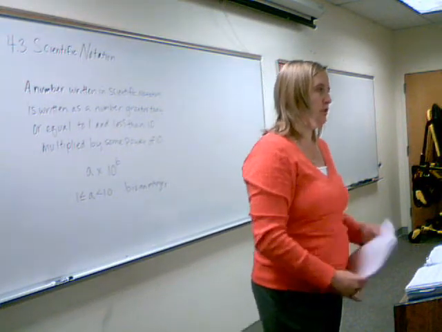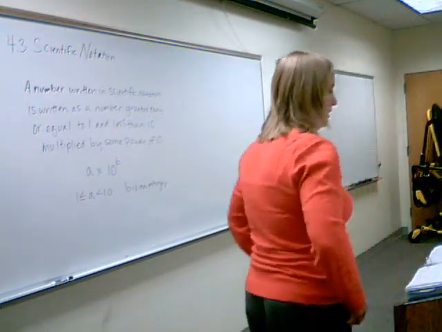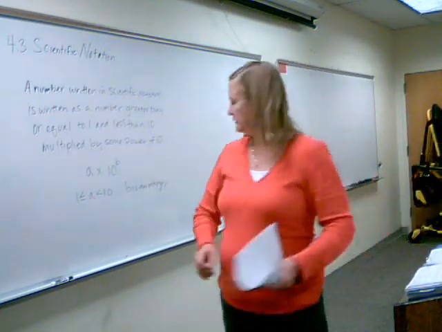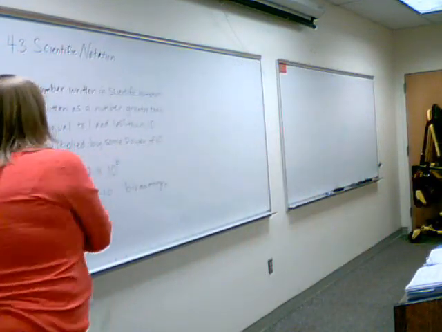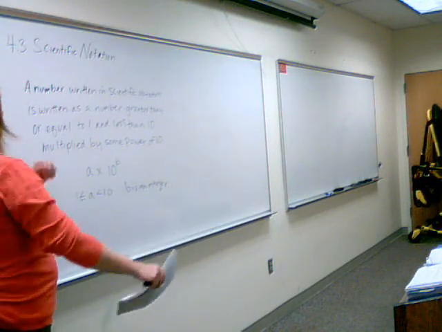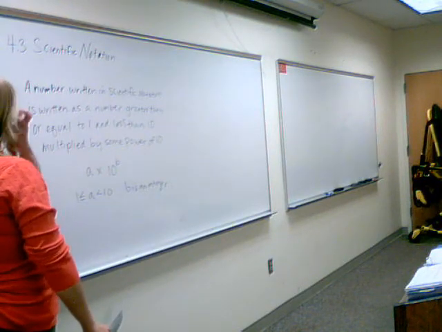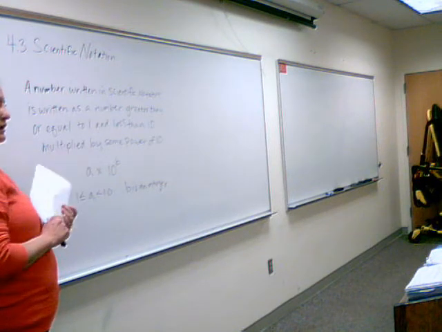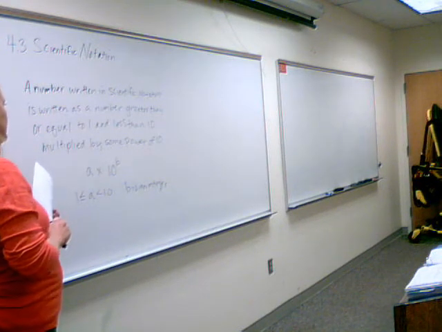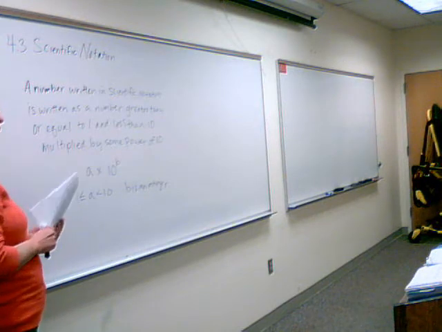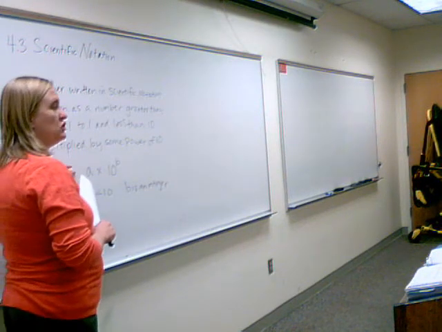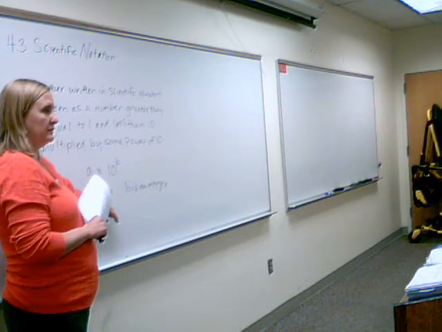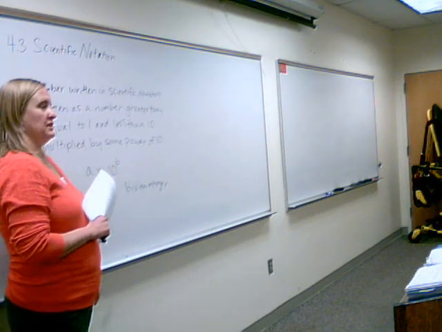Today we're going to start 4.3 and do 4.4. 4.3 is about scientific notation. As I wrote up here, and this definition's in your book as well, scientific notation is a number written as a number greater than or equal to 1 and less than 10, multiplied by some power of 10. This is it written generically. A has to be a number between 1 and 10, less than 10, and B is just an integer.